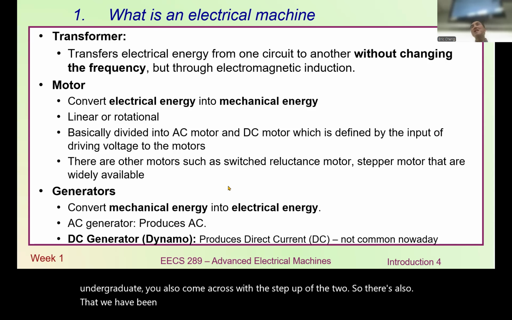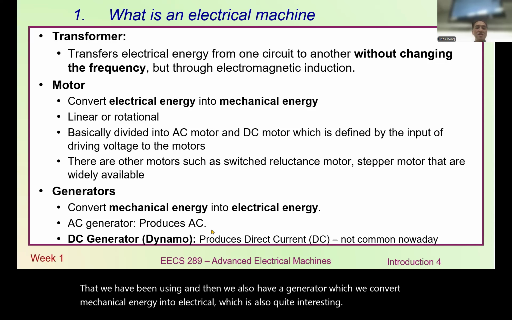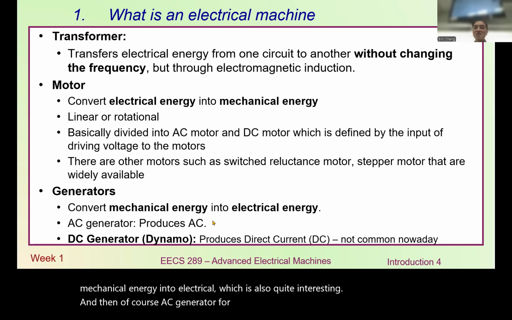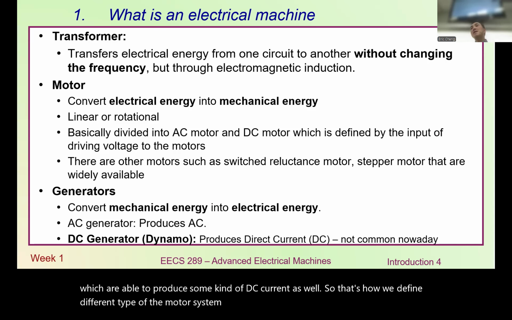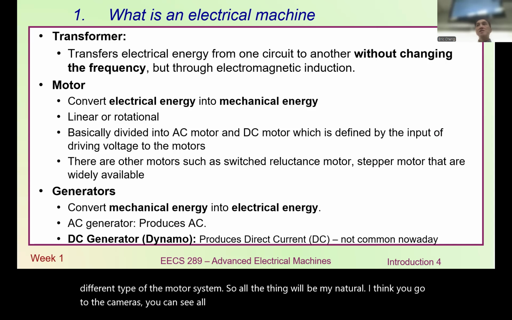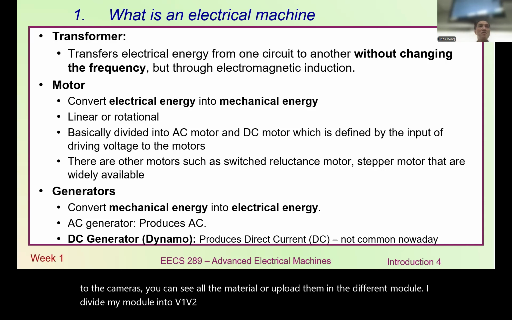And then we also have a generator, which converts mechanical energy into electrical, which is also quite interesting. Of course, there is the AC generator for AC, and we also have the DC generator, the so-called dynamo, which is able to produce some kind of DC current as well. So that's how we define the different types of the motor system. All the things will be in my lecture notes. I think you go to Canvas, you can see all the material uploaded in the different modules. I divide my modules into week 1, week 2, week 4, whatever. It's much easier for you to look into them.